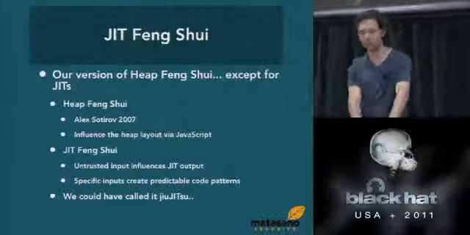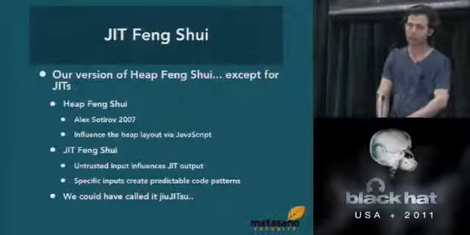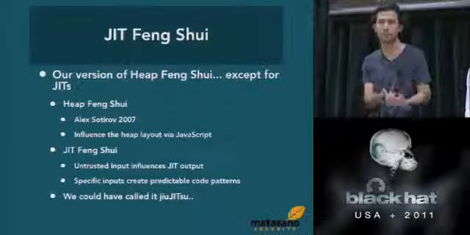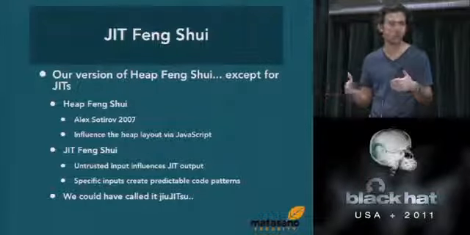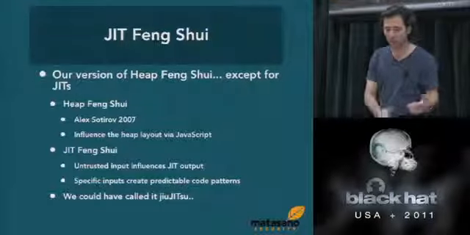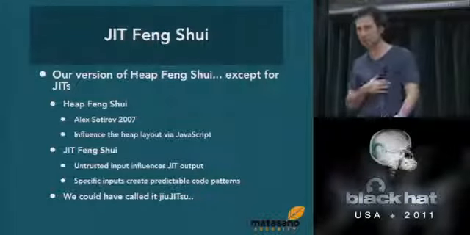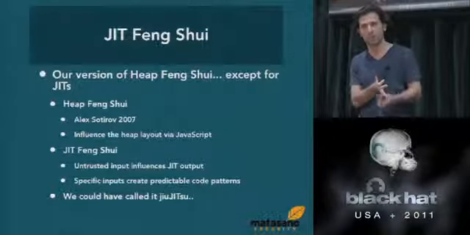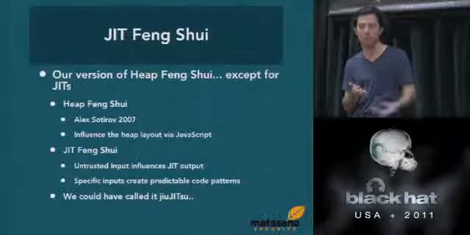So another technique we've been looking at, which we termed JIT feng shui, was inspired by Alexander Sotirov's research in 2007 on JavaScript heap feng shui. The premise of the heap feng shui attack was that the JavaScript heap is deterministic. You can make various allocations to groom the heap to be more predictable and to better reason about where your shellcode will be. We borrowed a similar technique: since the code is provided by the attacker and the JIT is completely deterministic, you can also predict where and how your code is going to be emitted.